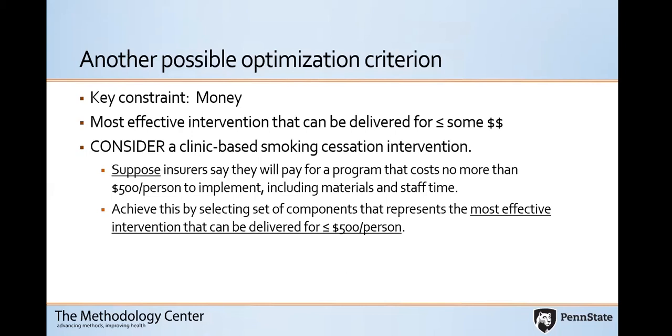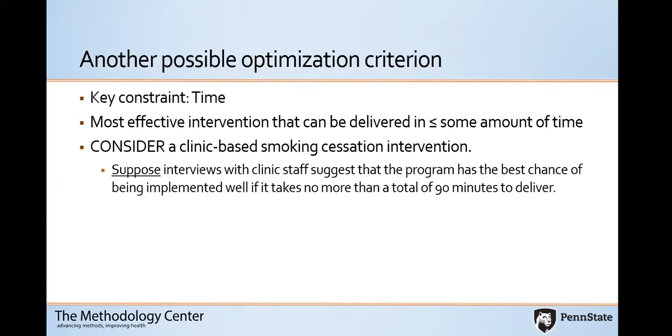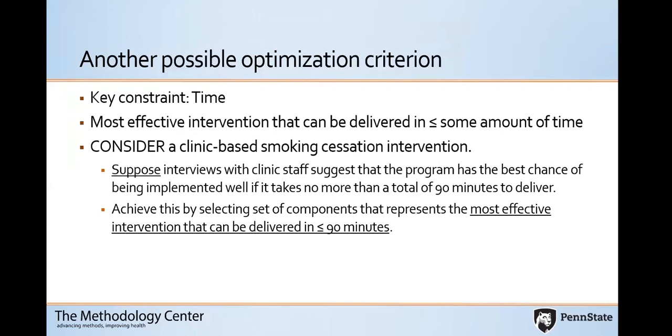Another key constraint could be time. Maybe you're looking for the most effective intervention that can be delivered in less than or equal to some amount of time. Again, let's consider a clinic-based smoking cessation intervention. Maybe you've interviewed clinic staff and they tell you that in their busy workload, they potentially could spend 90 minutes to deliver an intervention, but no more. So now that's your constraint. You want to select the set of components that represents the most effective intervention that can be delivered in less than or equal to 90 minutes. And once again, that optimization trial gives you the information you need to select the components.